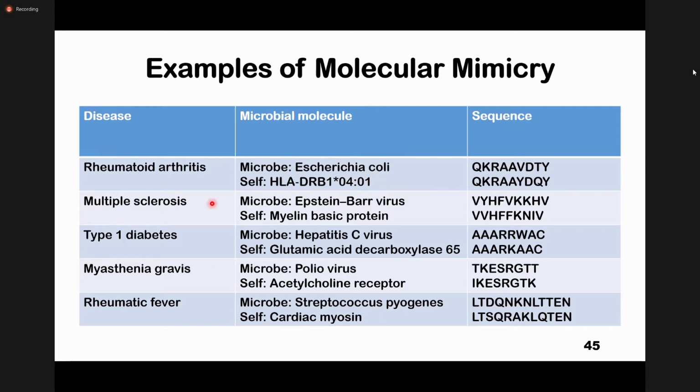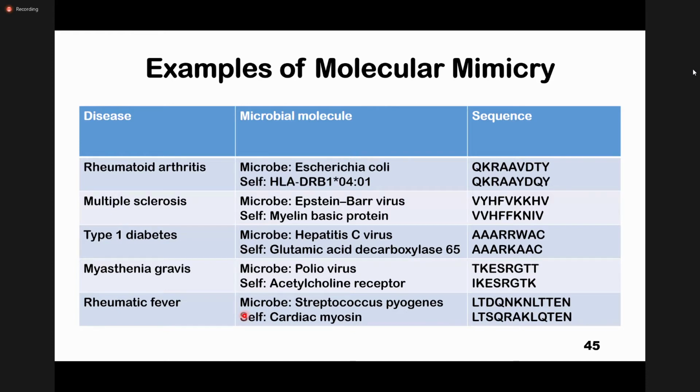There are examples here: multiple sclerosis, for example, with Epstein-Barr virus; another one is type 1 diabetes with hepatitis C virus; myasthenia gravis with polio virus; and rheumatic fever, where we have Streptococcus pyogenes, which mimics the self.